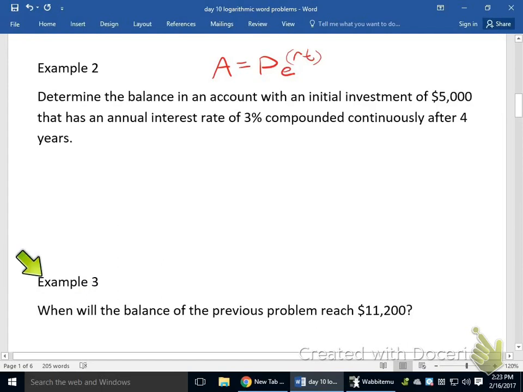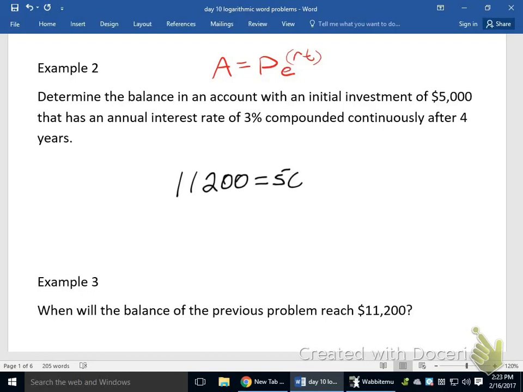Now I'm doing example 3. It's based off the same information from example 2. It says, when will the balance of the previous problem reach $11,200? So what you would do is actually be giving the amount is $11,200. We're going to be missing the time. Time is what we're solving for in this situation. So $11,200 equals, it's still $5,000 principal times Euler's number raised to the rate, still 0.03 t.